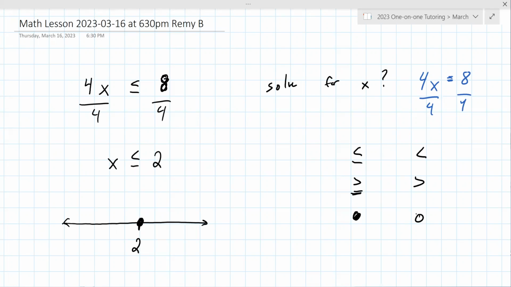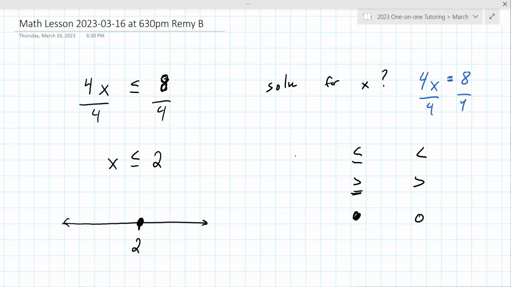Right? Why is that? What about this tells you that you're shading to the right? I usually just looked at if it was positive or not. This says x is less than 2. All the numbers to the left of 2, so left. Yes, left.